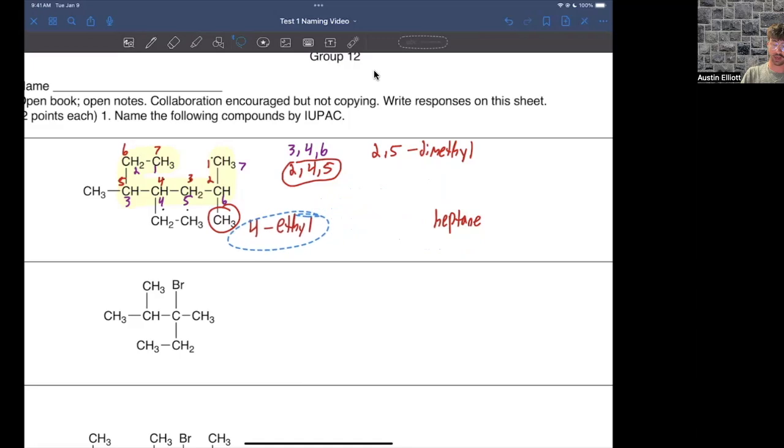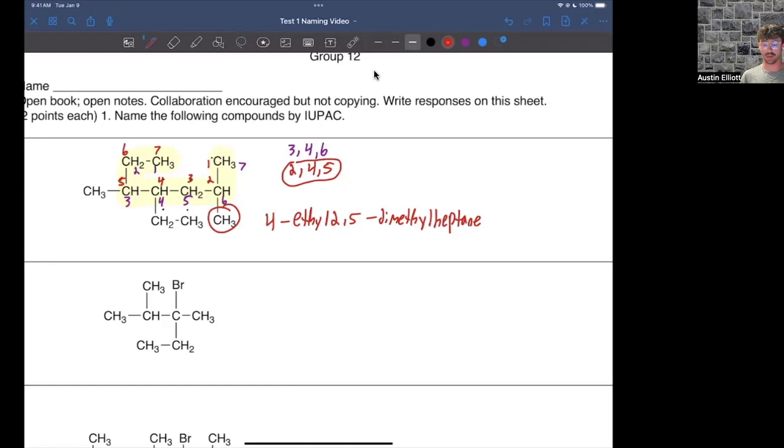So alphabetically, we're going to have our ethyl in the front, our 4-ethyl, then our 2,5-dimethyl right there, heptane. So 4-ethyl-2,5-dimethylheptane right there.